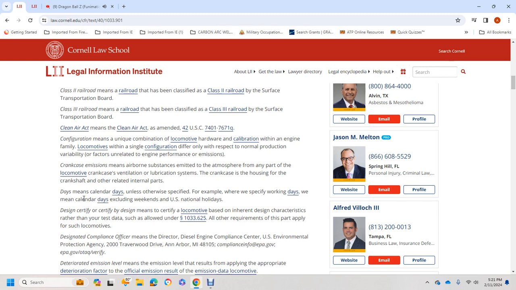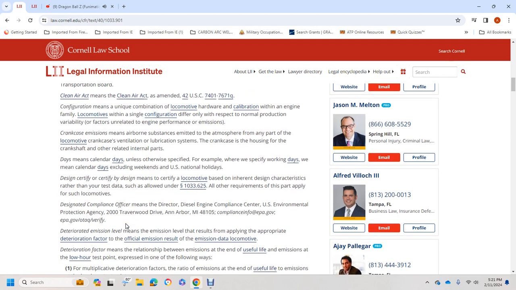national holidays. Certifying by design means certifying a locomotive based on the inherent design characteristics rather than test data, as allowed for in 1033.625. The other requirements of the part apply to such locomotives. Designated compliance officer means the Director of the Diesel Engine Compliance Center, U.S. Environmental Protection Agency, 2000 Traverwood Drive, Ann Arbor, Michigan 48105, or compliance-info@epa.gov.